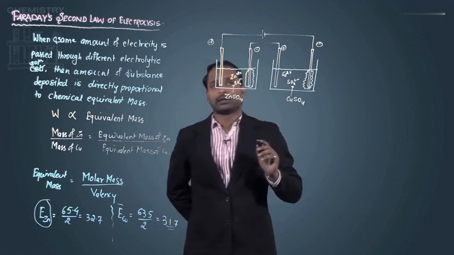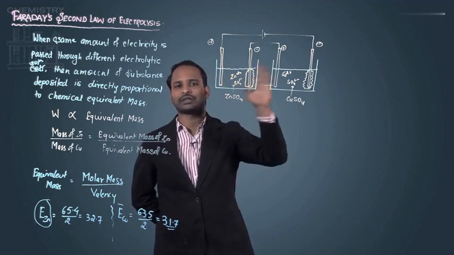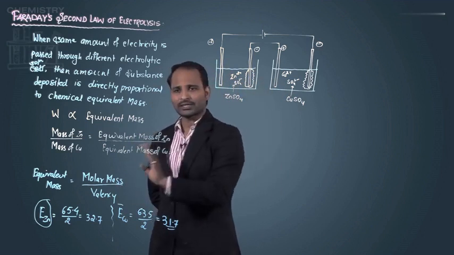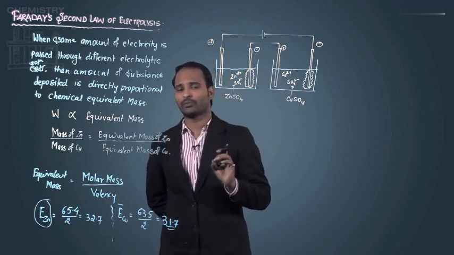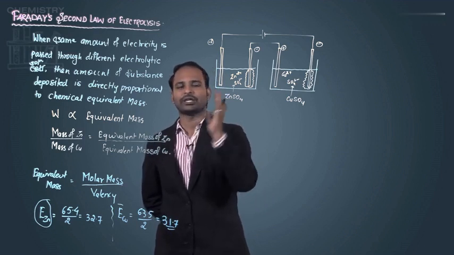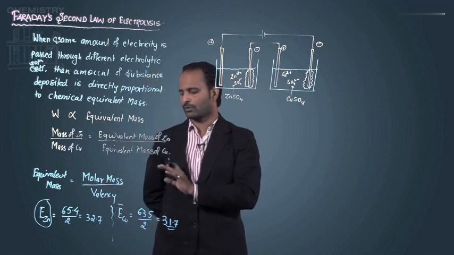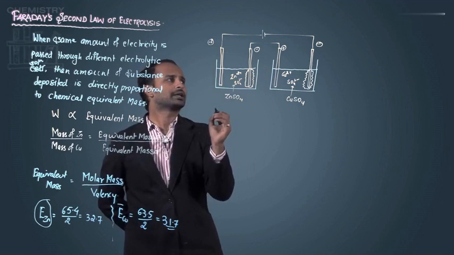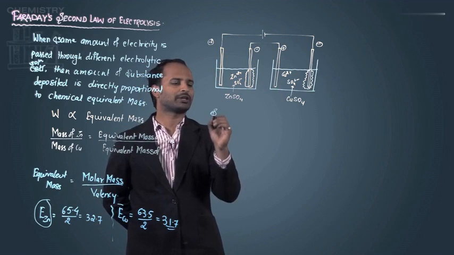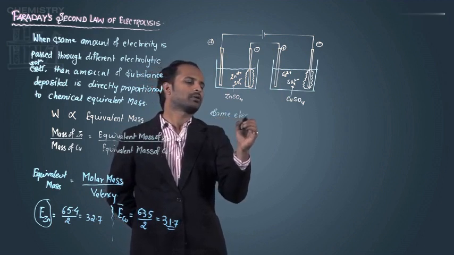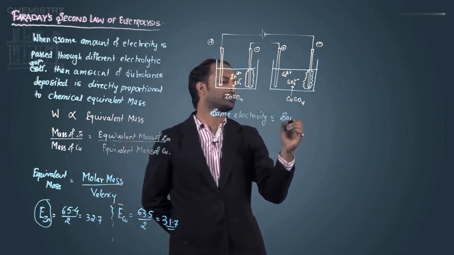Now in this case, as I said, since both the cells are connected in series, the same amount of electricity is passed through them. Now let us confirm the answer, which will deposit more. Let us confirm the law on the basis of the mole concept, as we did when we used the first law of electrolysis. Now let us see whether the law is correct or not. If the same amount of electricity is passed, that means the same number of moles of electrons will be produced.